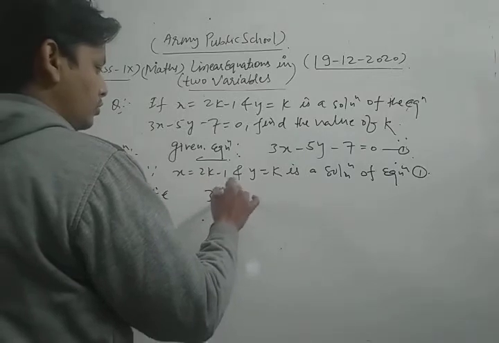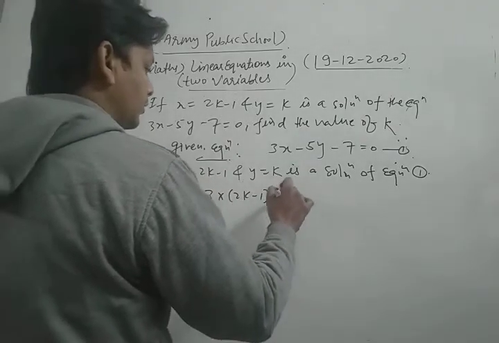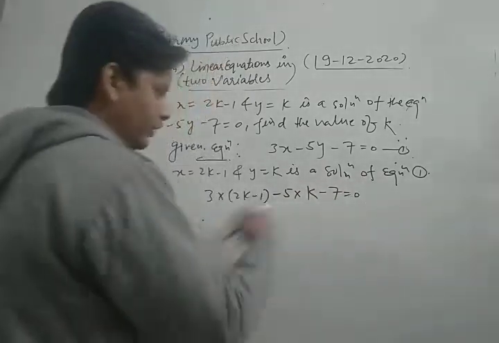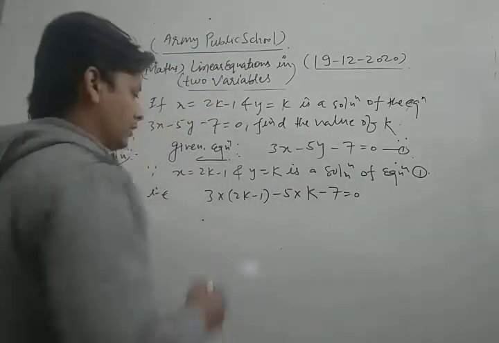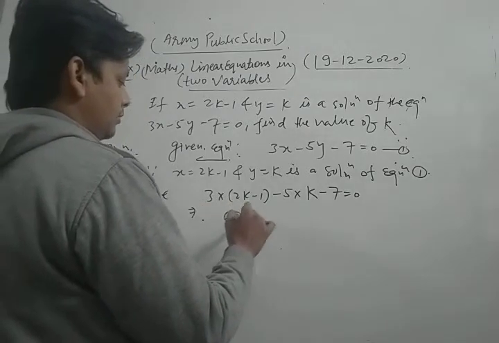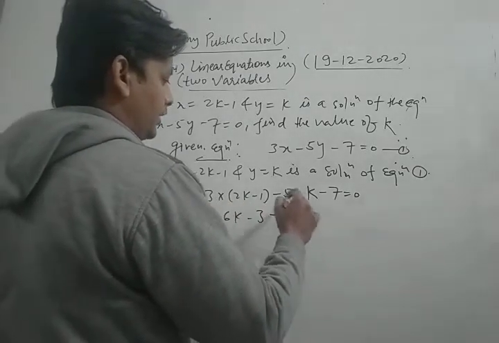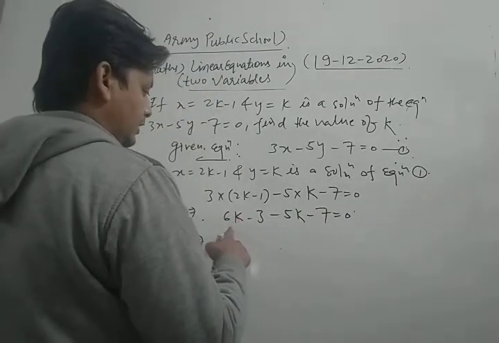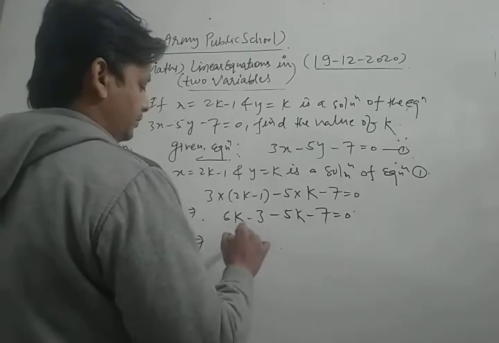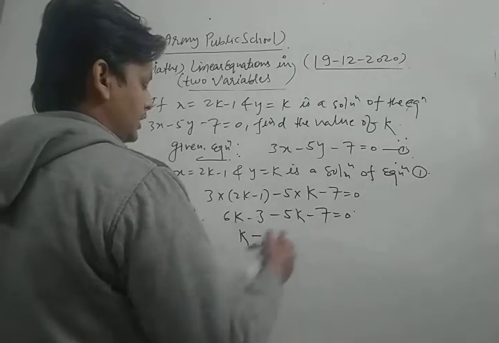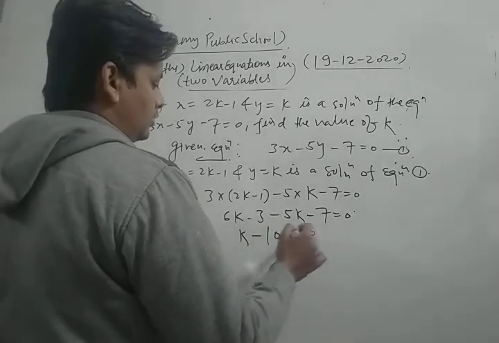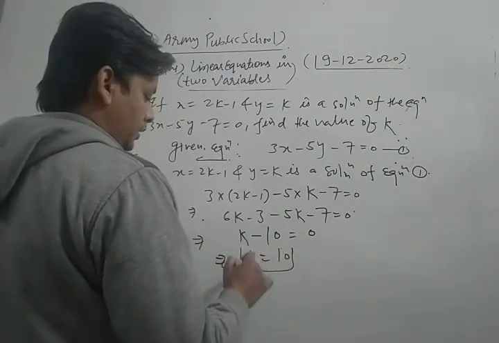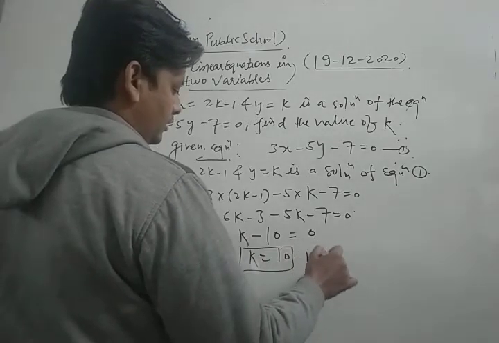We put x is equal to 2k minus 1 and y is equal to k: 3 into (2k minus 1) minus 5 into k minus 7 is equal to 0. Now we simplify and get our result. So we get 3 2s are 6k minus 3 1s are 3 minus 5k minus 7 is equal to 0. So we get 6k minus 5k, that is k, minus 3 minus 7, that is minus 10, is equal to 0. Thus the value of k is plus 10. So this is the required solution of the given question.